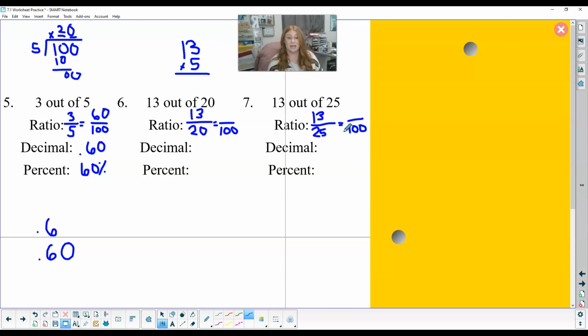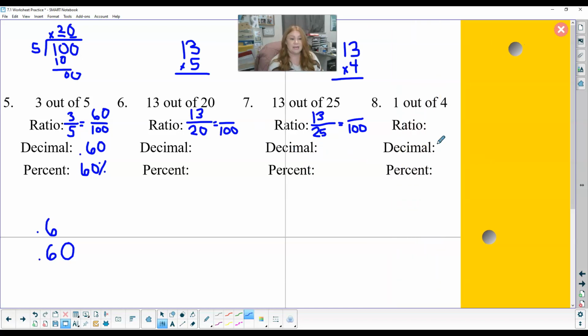So that went in there 4 times. So to get from 25 to 100, we times by 4. So we need to do the same thing to the top. 13 times 4 will give us the other part of our ratio. So these are proportional and equivalent. Change that to a decimal out of the hundreds place, and then make it 100 times bigger for your percent.